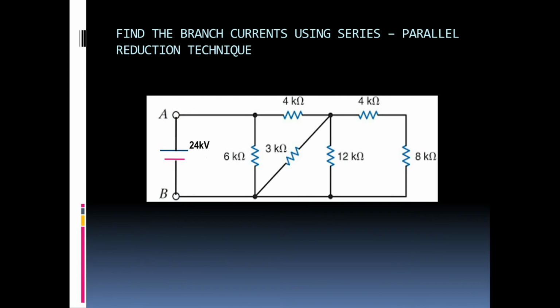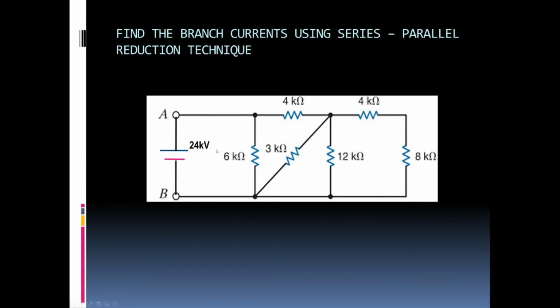So here we have a problem. Find the branch current using the series-parallel reduction technique. This is the circuit. As you can see, there's a source which is 24 kilovolt, and here you have, I think, a 6 kilo ohm resistor, 4 kilo ohm resistor, 3 kilo ohm resistor, 4 kilo ohm resistor again, 12 kilo ohm resistor, and 8 kilo ohm resistor. We are going to find the current in all of the branches, so the current across this, the 12 kilo ohm resistor, the 3 kilo ohm resistor. So we have to find the current.